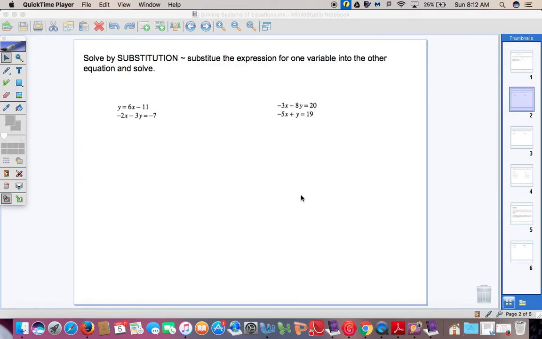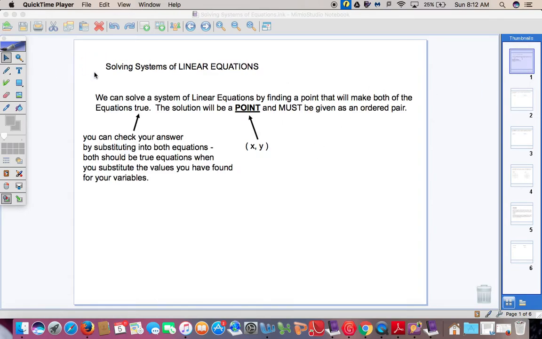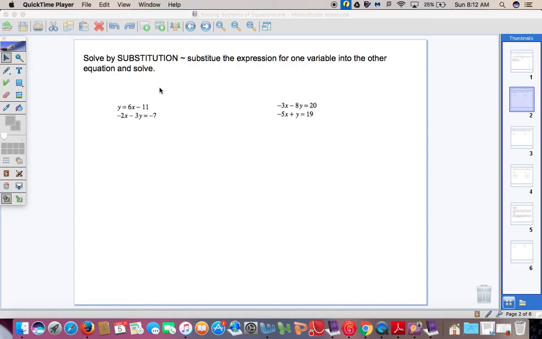The first way we're going to learn of solving systems of linear equations is by substitution. You're going to substitute the expression for one variable into the other equation and solve. We're using the same solving techniques that you already know.